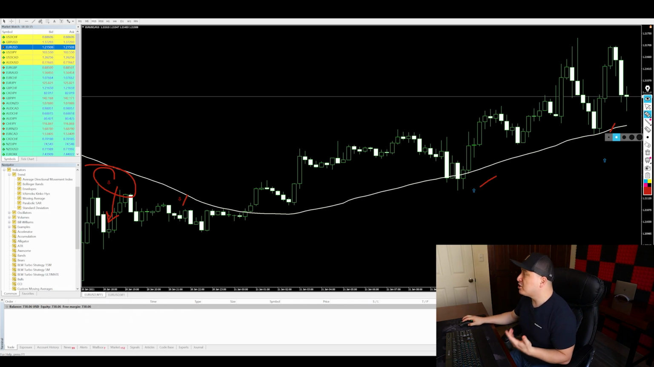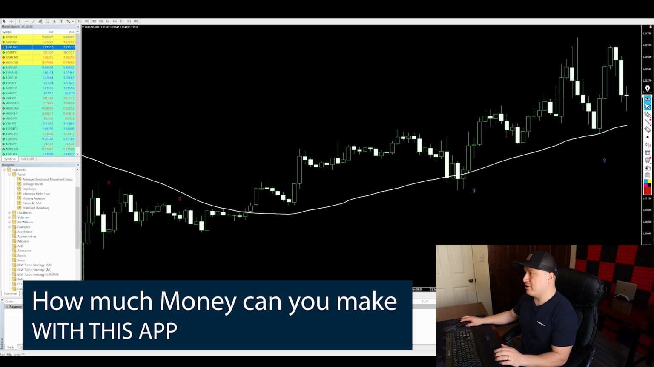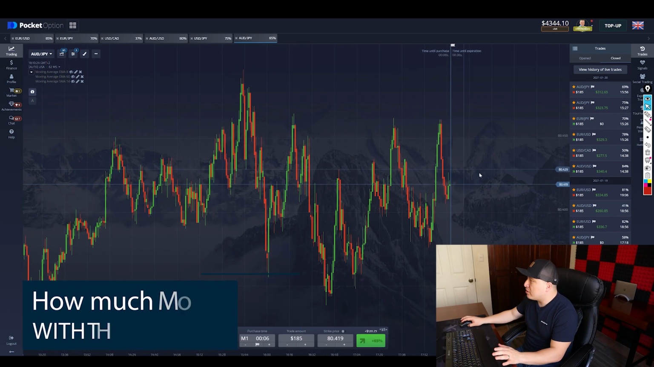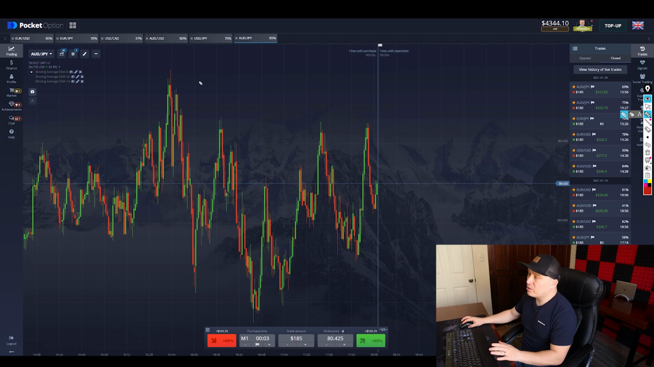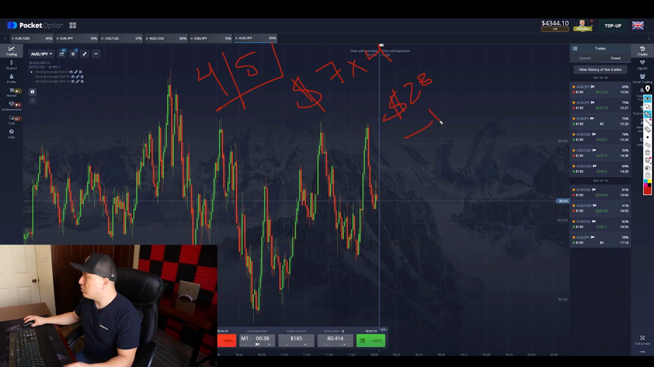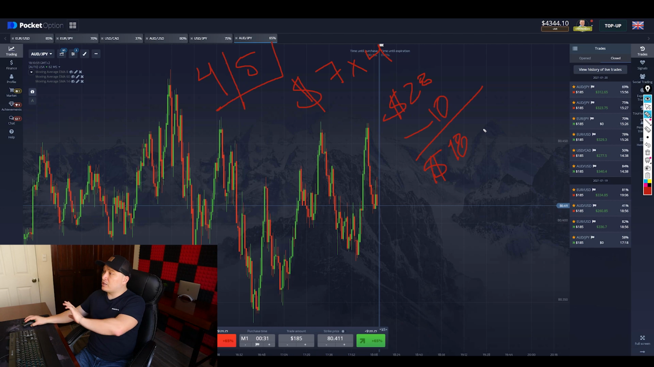Now, if you're wondering, Chris, how much money can I actually make using this application? The math is exactly the same that I've been teaching you with every single indicator in the world. If you're able to make 80%, that basically means you're gonna win 4 out of 5 positions, which is completely doable. If you're trading with $10 per day, at a 70% payout, assuming that's what you're getting, that means you're gonna be making $7 times 4, that's $28. $28 minus the one that you lost for $10. That means you will be making around $18 per day. By trading with $10, you will be making roughly $18 per day.